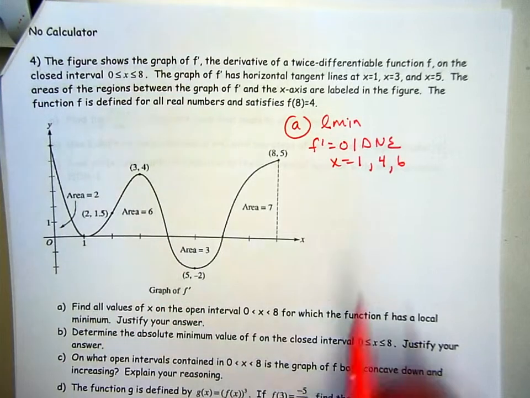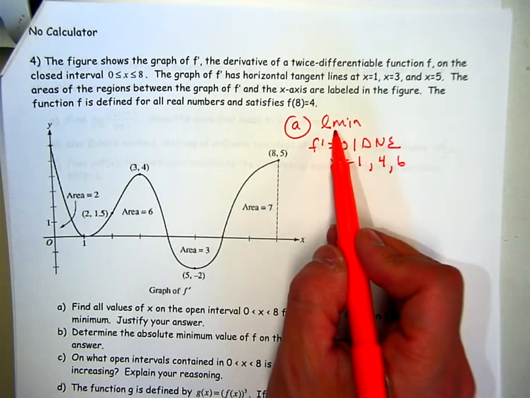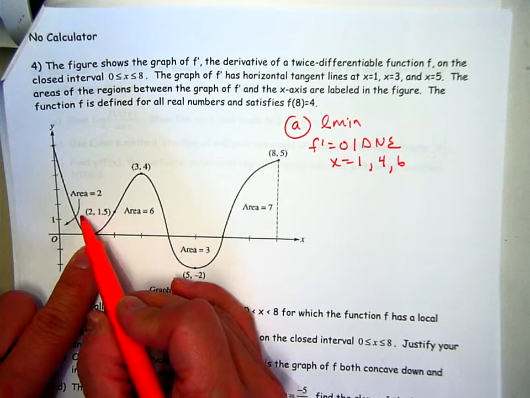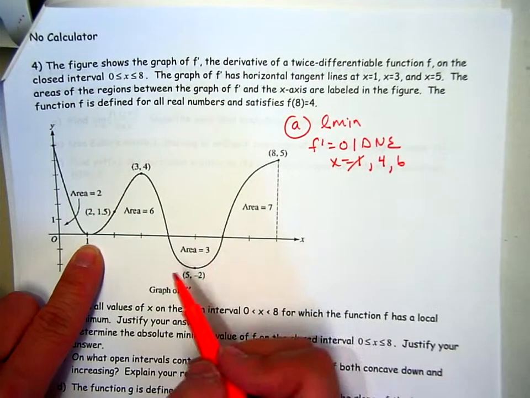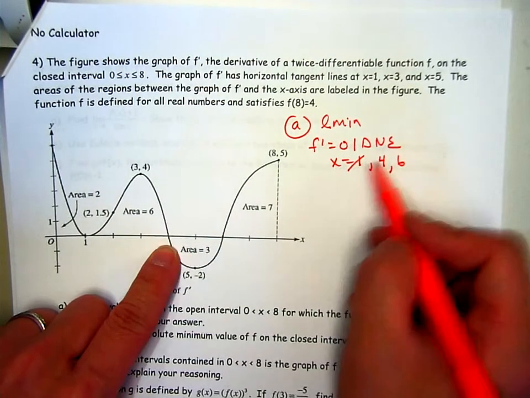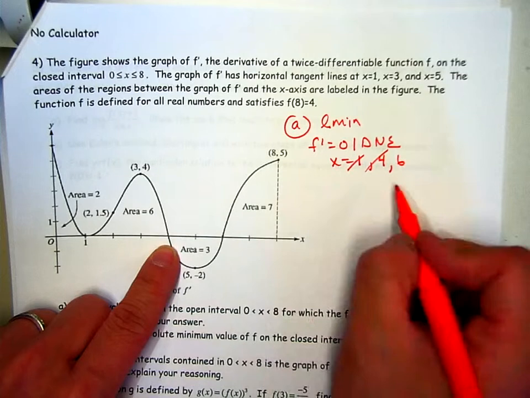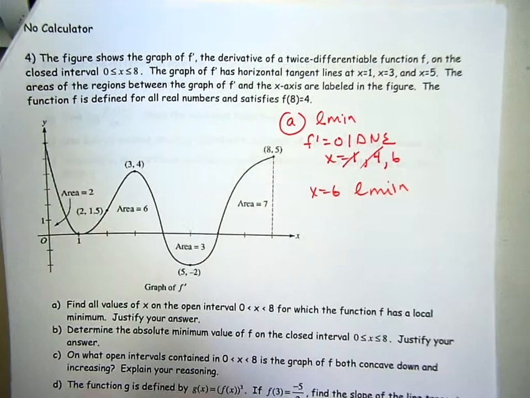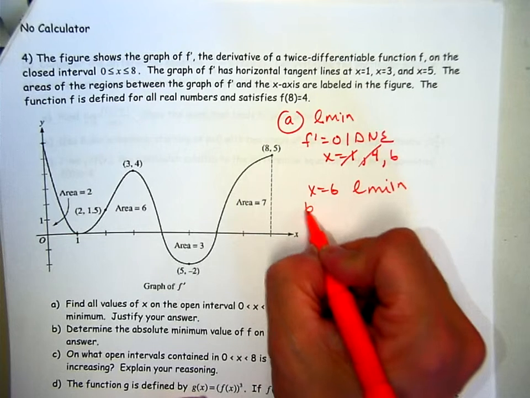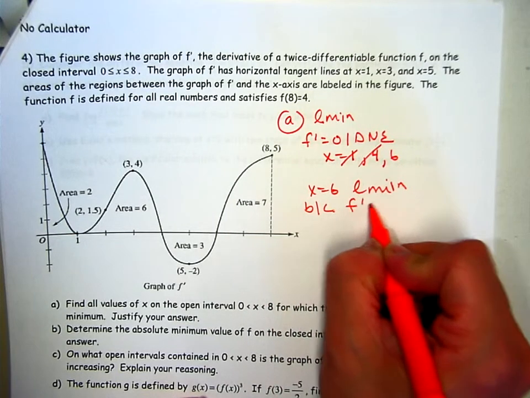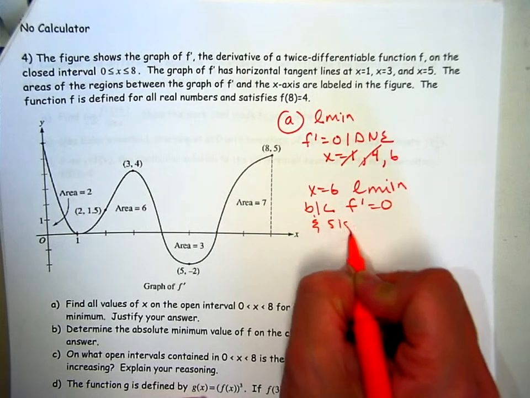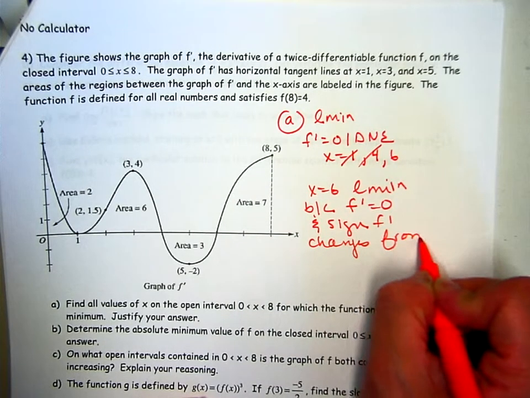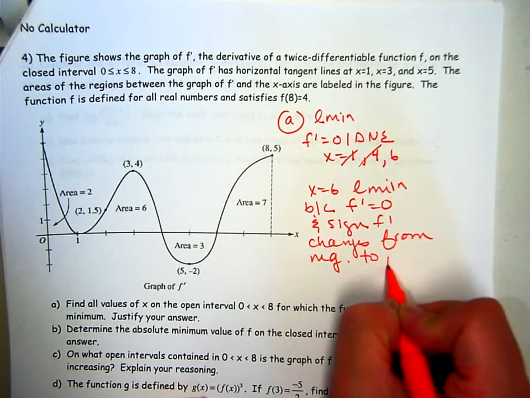But local min also means that I'm looking for a sign change from negative to positive. At 1, the derivative stays positive, so that can't be a min. At 4, it goes from positive to negative. That's a max. So 6 is your local min, and it only asks you for the x value. Don't give them the y. And your justification is because f prime is 0, and sign of f prime changes from negative to positive.